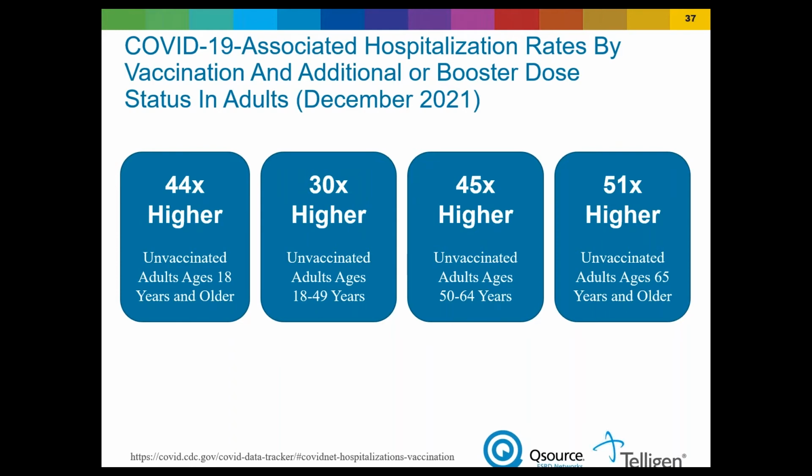So this cartoon represents COVID-19 associated hospitalization rates after the addition of a third dose or booster dose in adults. Compared to the original series, once you receive the booster or the third dose, the difference in hospitalization rate was much higher. Overall, over the age of 18, the difference was 44-fold higher. And again, you see a bit of a difference in different age groups, the highest being among those who are 65 years and older. Next slide.